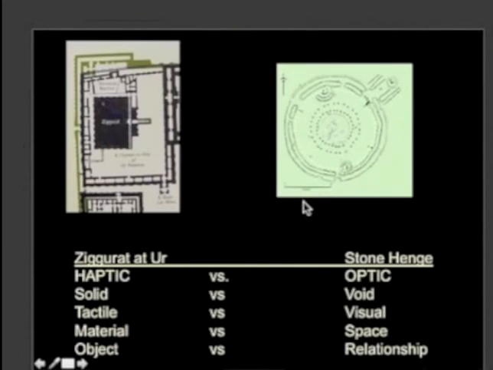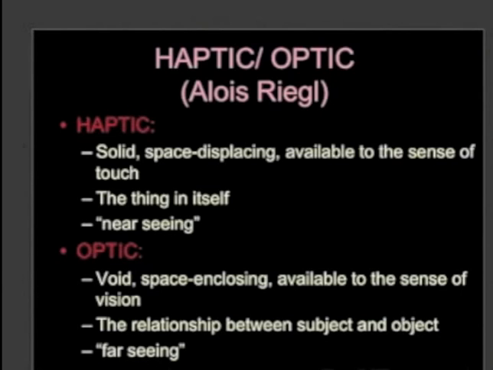And so if we make a comparison, these are comparisons that have never been made before, by the way, because we're going so fast. But if we make a comparison between the ziggurat at Ur and Stonehenge, we begin to see two different ways that architecture organizes itself through its material. We see the haptic at Ur, and at Stonehenge, we see the optic. And optic, we'll go back to that in a moment.